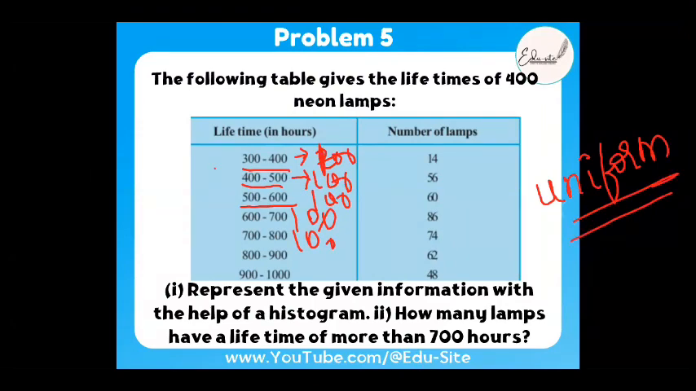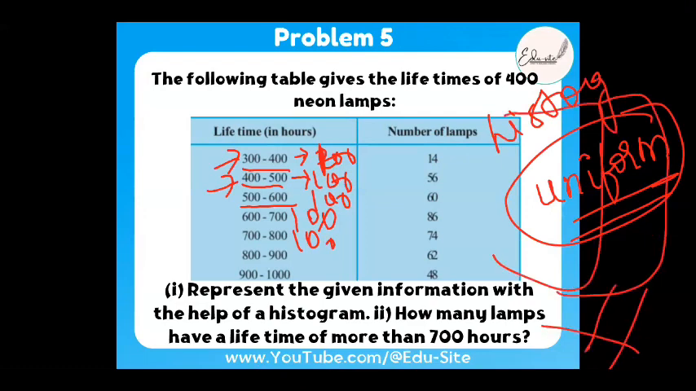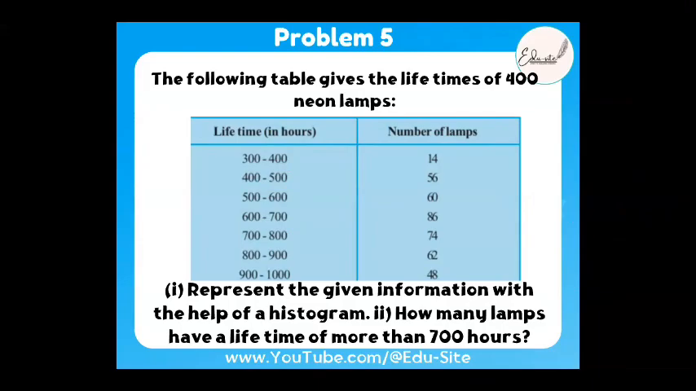Does the width change here, beta? Please tell me. No. So it is uniform width. Yes, a histogram with uniform width. It's quite easy now. You do not have to make another table. No extra tables required here. Okay, we'll see the next problem.